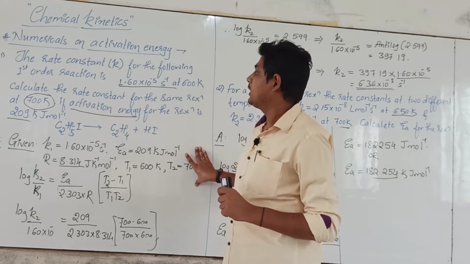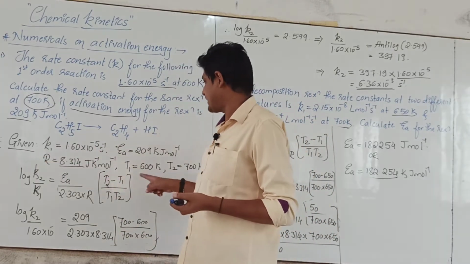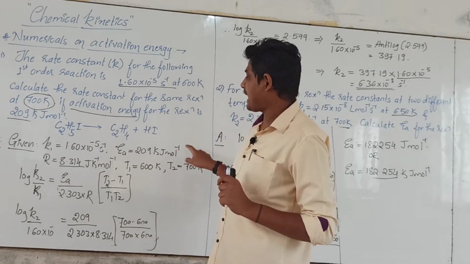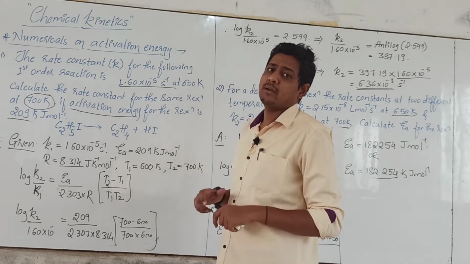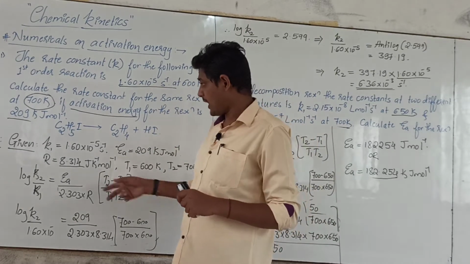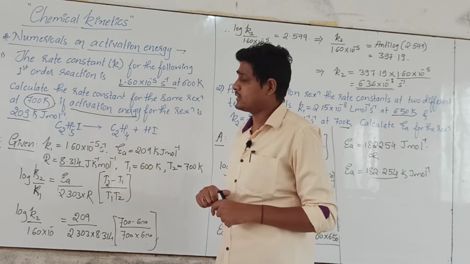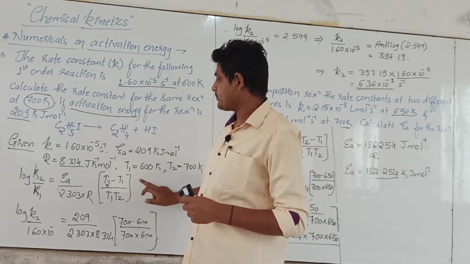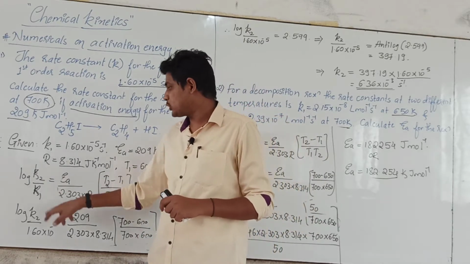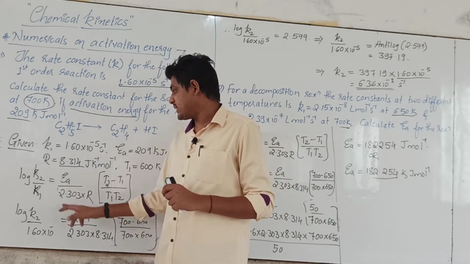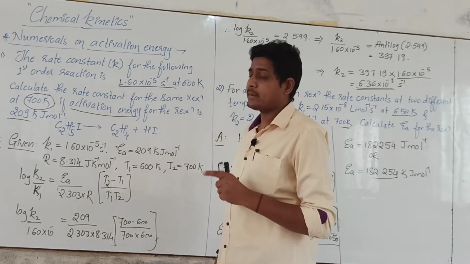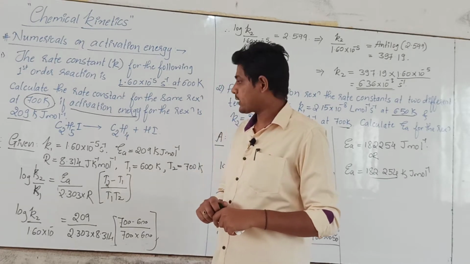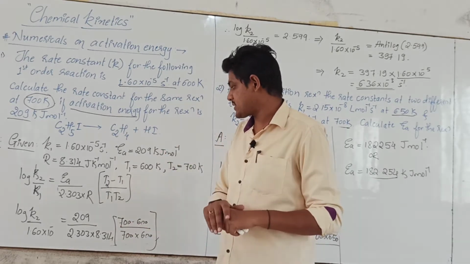So here I have written the given things: K1 they have given at 600 Kelvin. Then we have to calculate K2 which is at 700 Kelvin, and the activation energy they have given as 209 kilojoules per mole, and the R value, that is the gas constant, 8.314 joules per Kelvin per mole. So what is the formula that we will be using? This is the formula that we will use: log of K2 by K1 is equal to activation energy divided by 2.303 into R, multiplied by T2 minus T1 divided by T1 into T2. Okay, so given values are there, substitute in this.